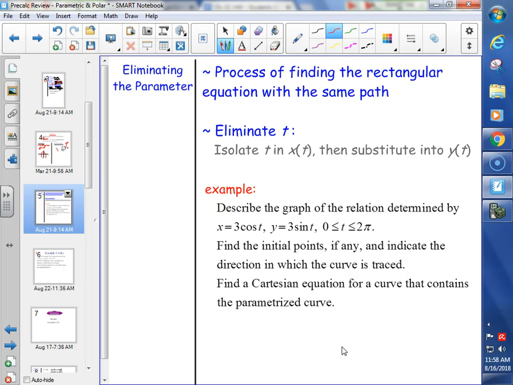So we do what you guys said. Get the t by itself in the x equation, plug into the y equation. But why did this example just get funky? Yeah. Why is this example harder than the other one? Yeah, there's trig. What are we supposed to be getting?